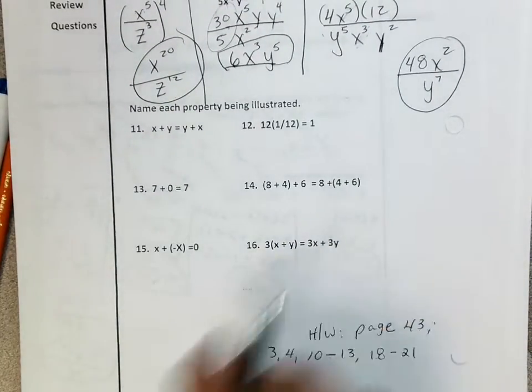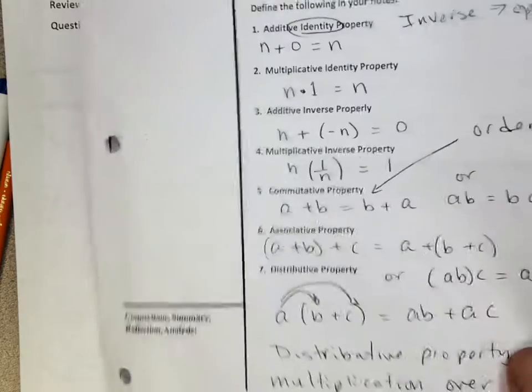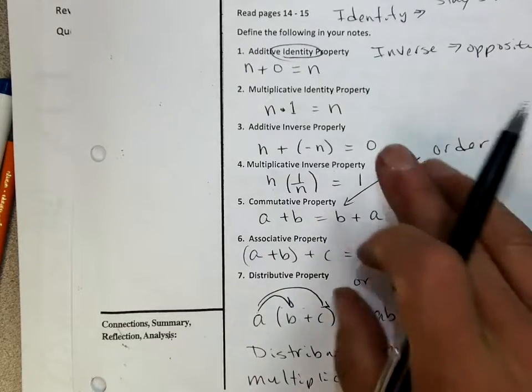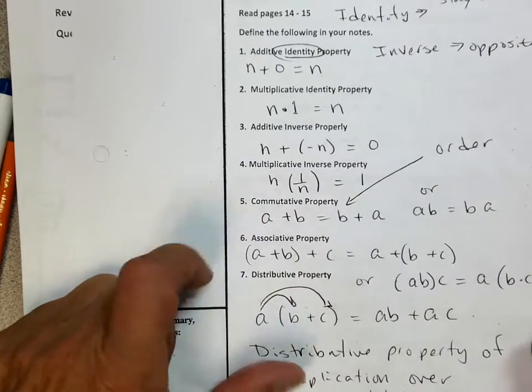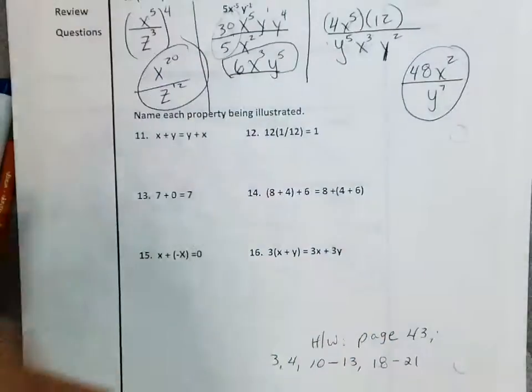Okay, now properties. All right, let's see. If we go back to our notes, let's see what we got for properties. Okay, so if I go back to my notes, I've got these darn properties. So, here's my properties, and you may want to put these on your note card, but I've got all the properties: additive identity, multiplicative identity, additive inverse, multiplicative inverse, commutative property, associative, distributive property. Okay. So these are my properties, so let's see if we can identify it.